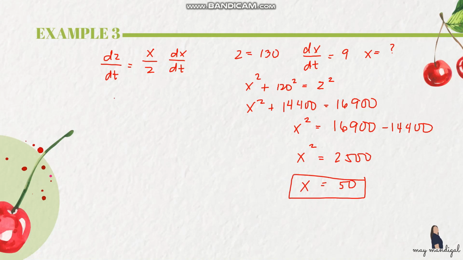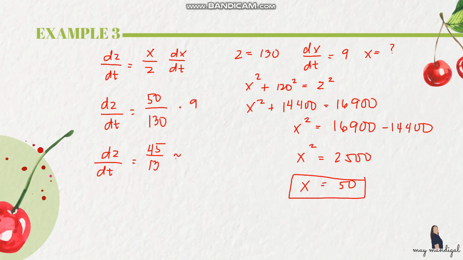And now let's substitute the values here. dz over dt equals x, which is 50, over z, which is 130, times dx over dt, which is 9. So therefore, what we have here is 45 over 13, or approximately 3.46. Okay, so that is the rate of change in the string. So that is the rate of how the string is being released with respect to time.